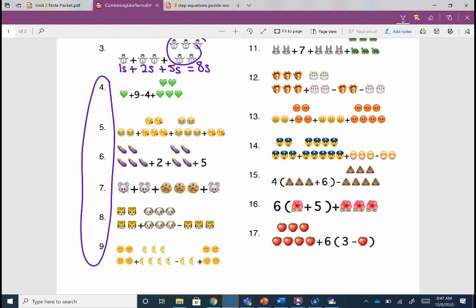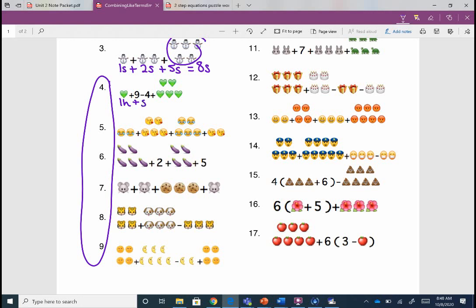So if you guys look at number 4, a little stuck, I'm going to do H for heart. So I have 1 heart plus 9 minus 4 I can do. Those are both numbers. I can put the numbers together. They don't have to be the same number. 9 minus 4 gives me 5. And then I have 1, 2, 3, 4. I have 5 hearts.